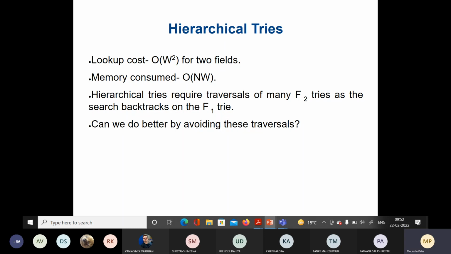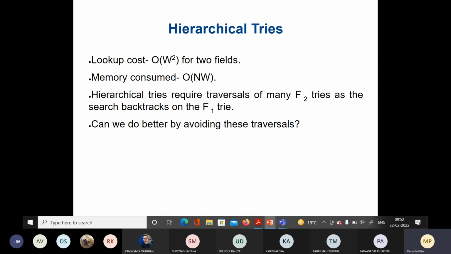Okay, so we are traversing twice, right? We are required to traverse many F2 tries. You have a value for F1 tries, and for each one of them you are looking at the corresponding F2 tries. So what will happen? The number of traversals is actually going to increase with that, right?